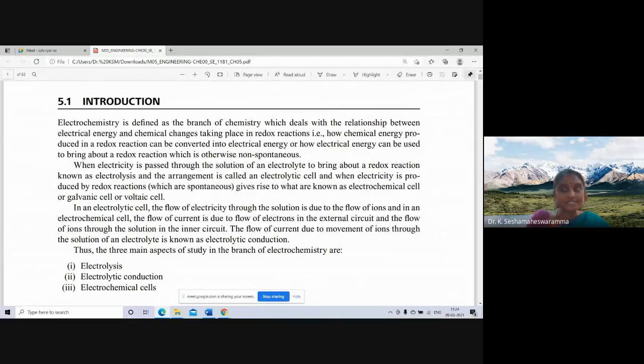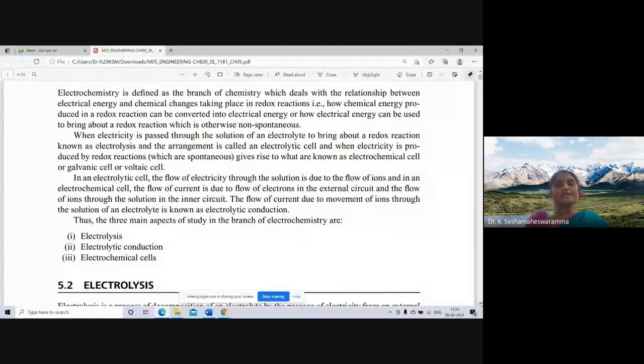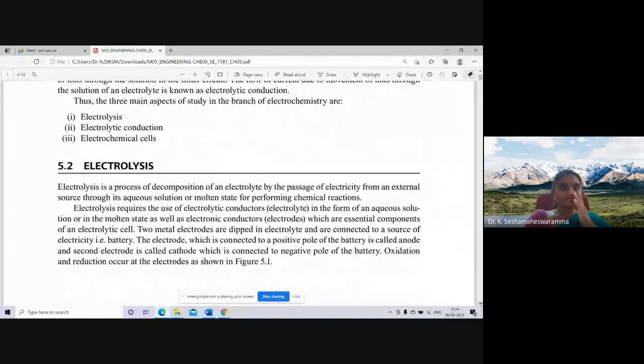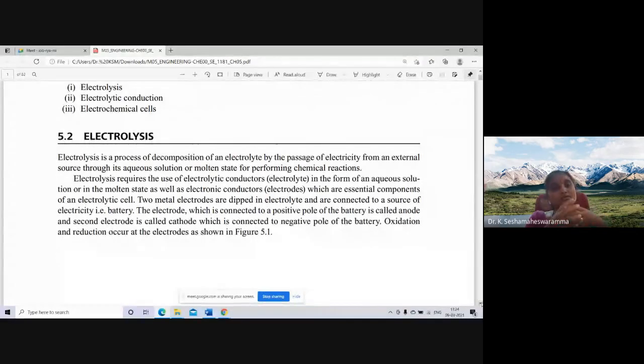Three aspects: what is electrolysis? What is electrolytic conduction? What is an electrochemical cell? First, we will discuss what electrolysis is. Electrolysis is a process of decomposition of an electrolyte by the passage of electricity from an external source through its aqueous solution or molten state for performing a chemical reaction.